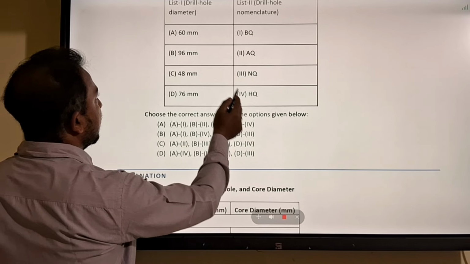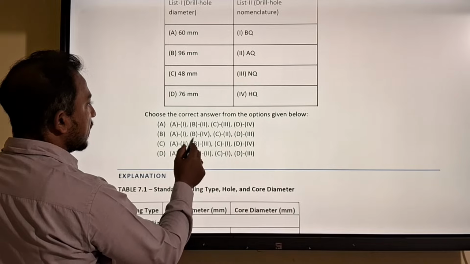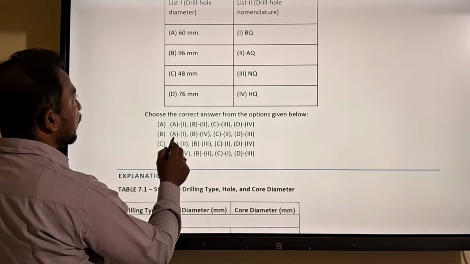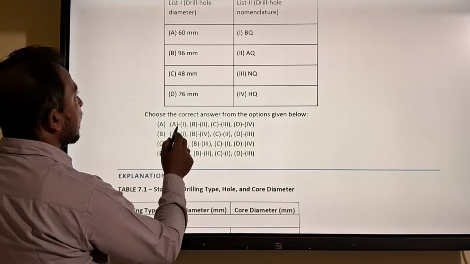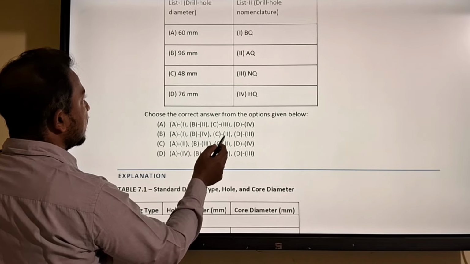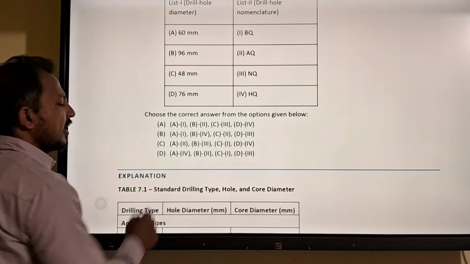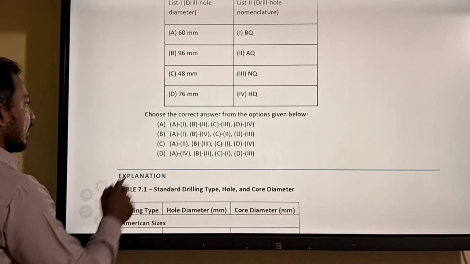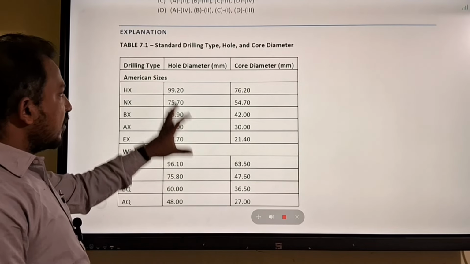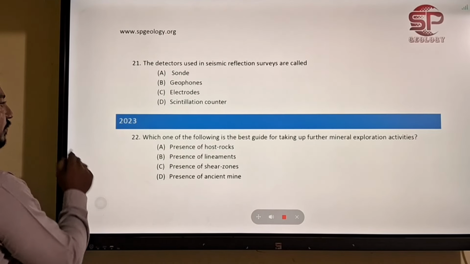So HQ will be the highest, that is BIV. The only one option is BIV. Then A first, that is BQ. Then BIVC second, that is AQ. Then D third. The answer will be B. Answer will be here B. So just have to remember these things. This is a data question.